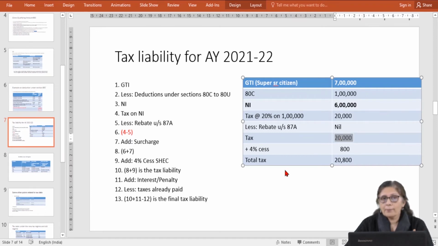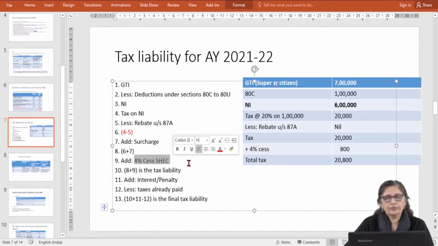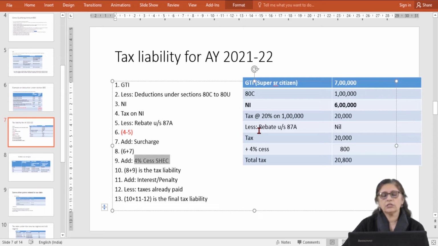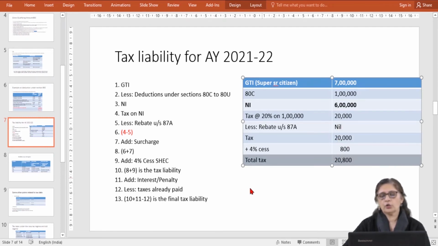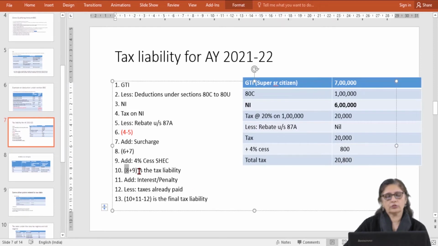But compulsorily on this, we add health and education cess of 4%. Has to be added. Whether you are subjected to rebate or not, you are subjected to surcharge or not, cess of 4% has to be compulsorily given on this. So 20,000 plus 4%, 800, and your tax liability becomes 20,800. So this is it.